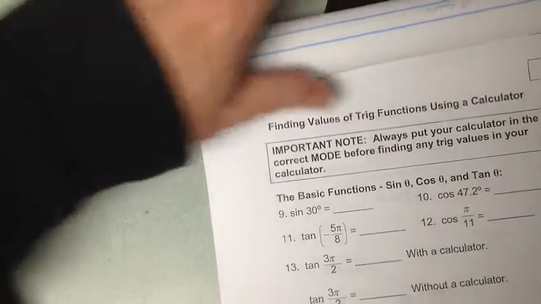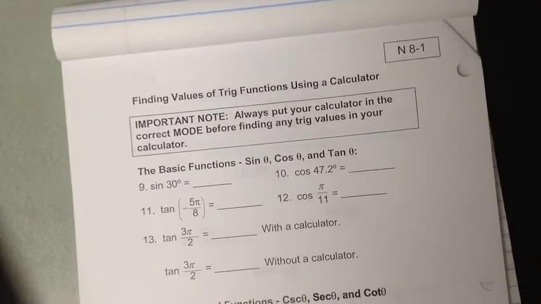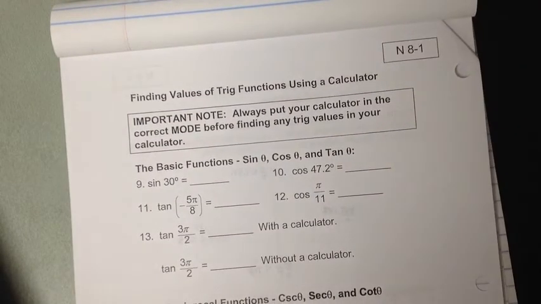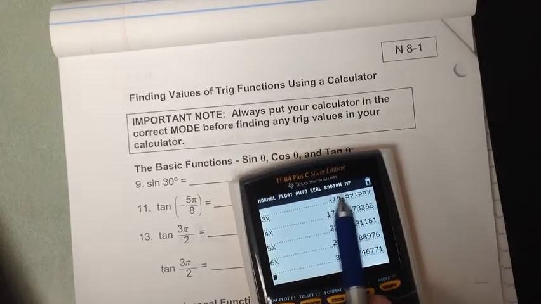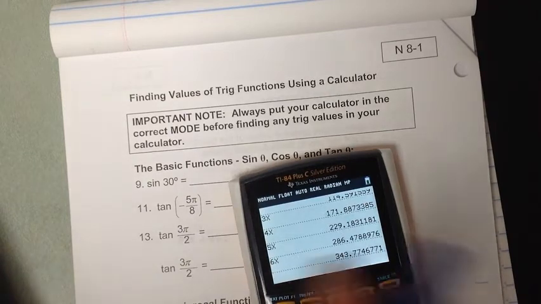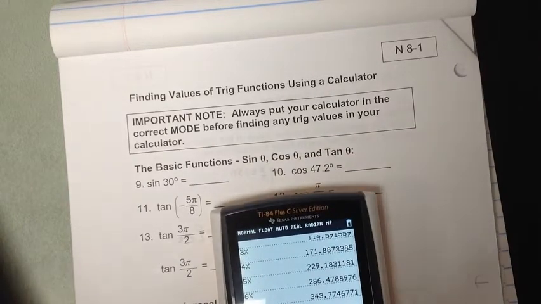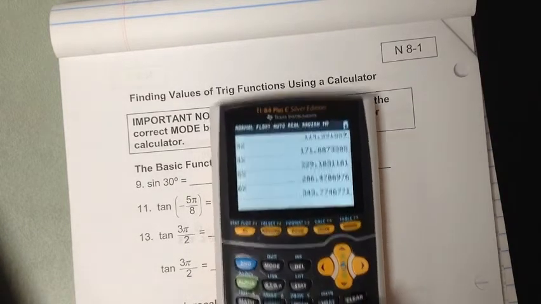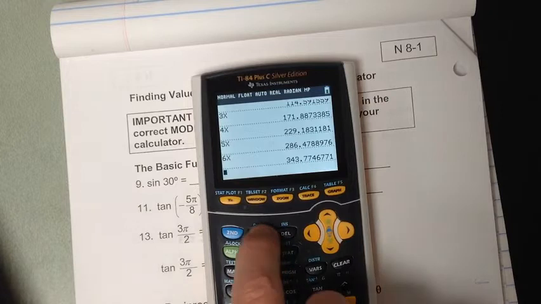All right. Finding values of trig functions using a calculator. Important note. Always put your calculator in the correct mode before finding any trig values. This is super important, guys. If you have a degree sign, make sure you're in degrees. It will tell you at the top of the calculator right here. Notice I'm in radians. The default is radian. If you reset the calculator, it will be in radians. So to change it to degree, we're going to hit the mode button, which is right next to the second button. Right next to the second is mode.